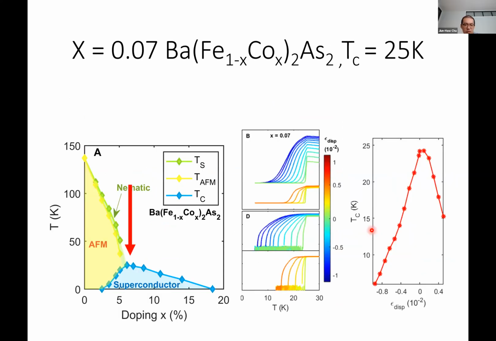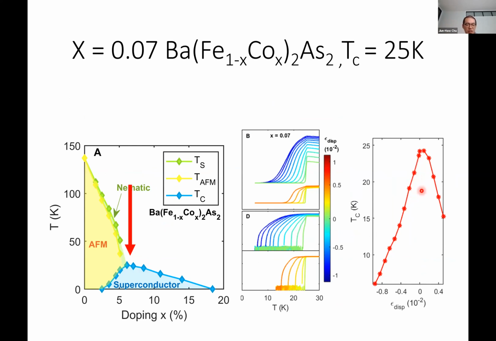I think this is a very likely situation, but I also want to say that we see that at optimal doping, where we don't really see any evidence of the onset of a static antiferromagnetism as a function of strain, but the TC is still quite enhanced. So yeah, I don't know.